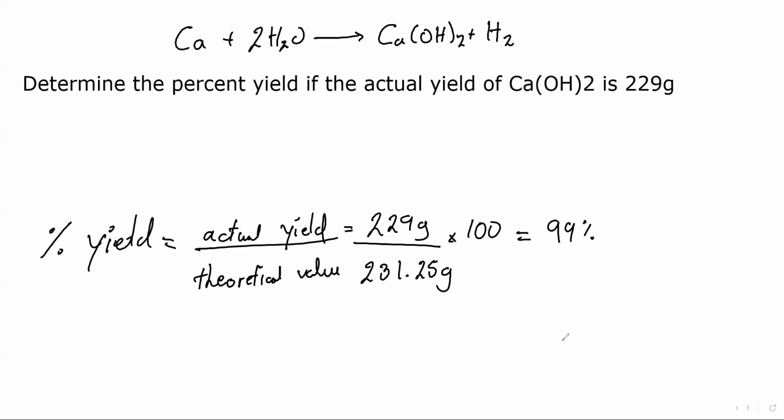That's how you calculate the percent yield. I'm sorry, that's the explanation of what these three values are: theoretical yield, actual yield, and percent yield. So that's it.